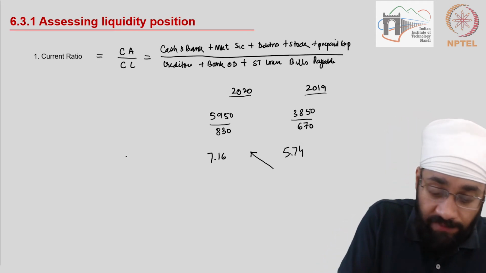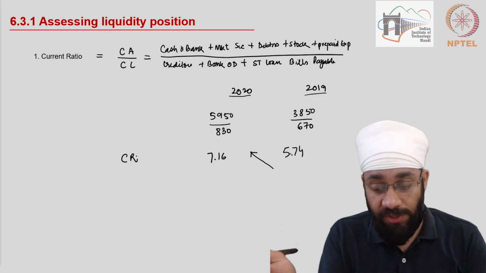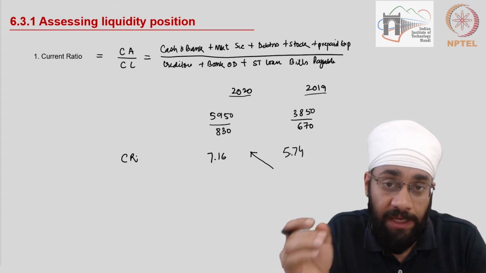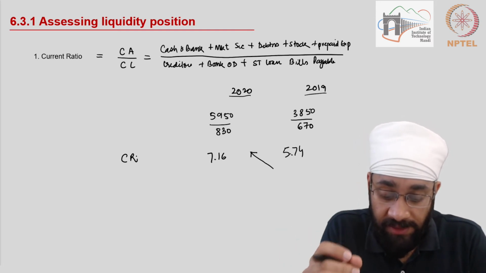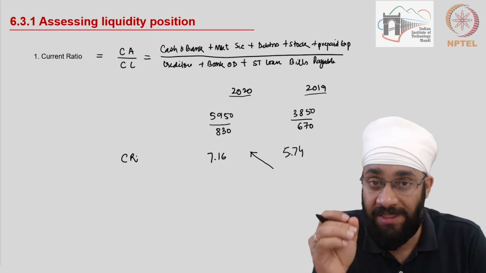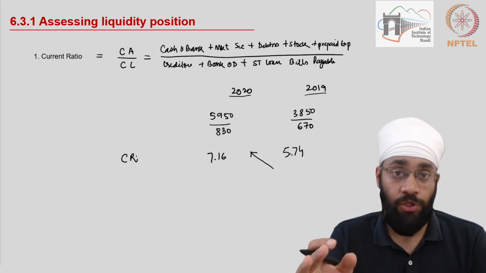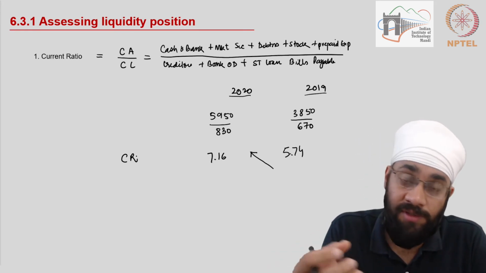So you have the current ratio. This means in 2019 your current assets were 5.7 times the current liabilities. In 2020 your current assets are 7.16 times the current liabilities. So it's a good position to be in. The textbook thumb rule is 2 only, so it's far better than that.